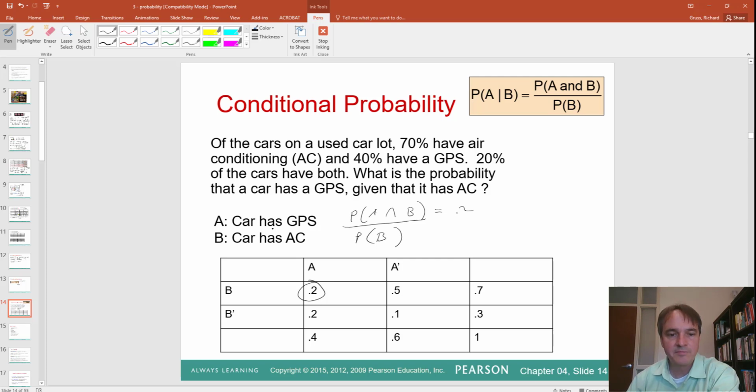So the probability of B, the probability that the car has AC, is just the marginal probability of B right here, so 0.2 over 0.7, which is equal to somewhere around 0.286. So somewhere around 30% is the probability that a car has GPS given that it has AC.